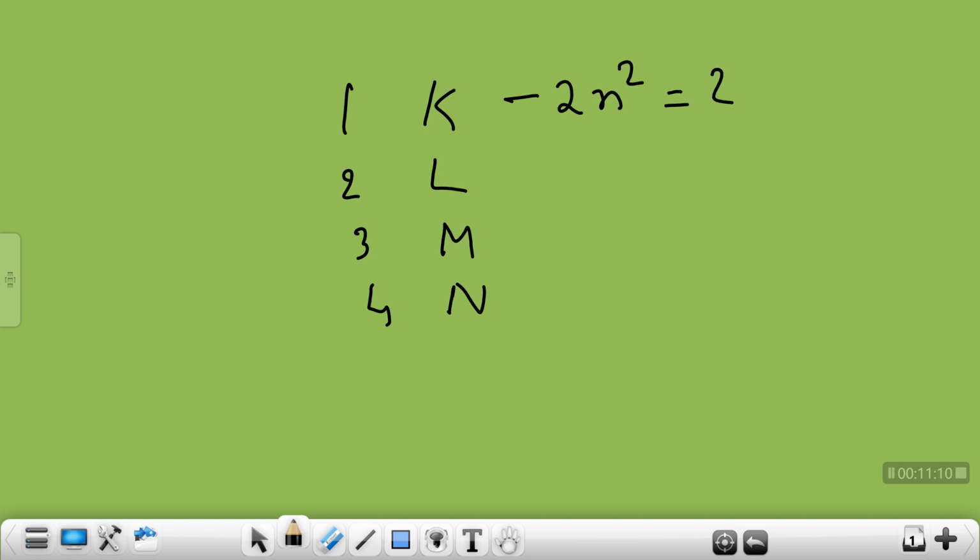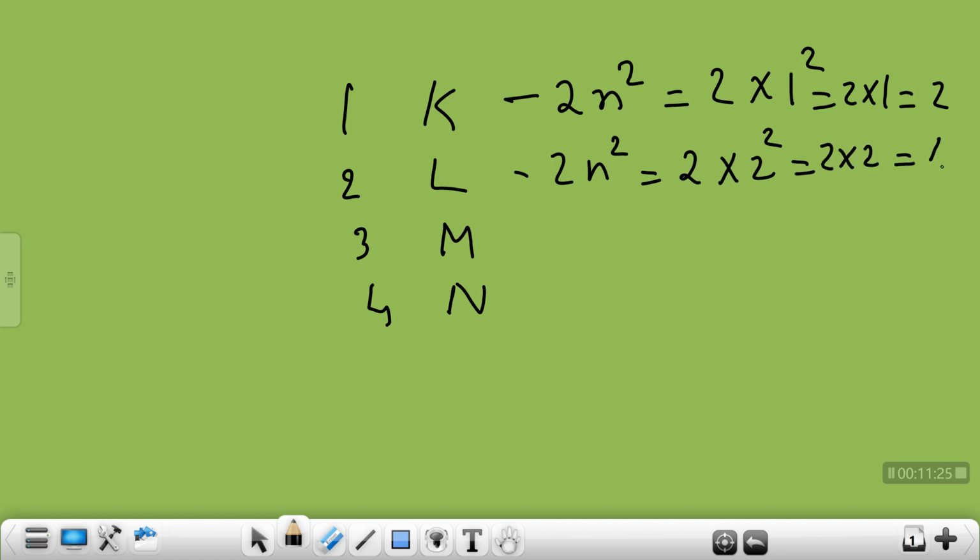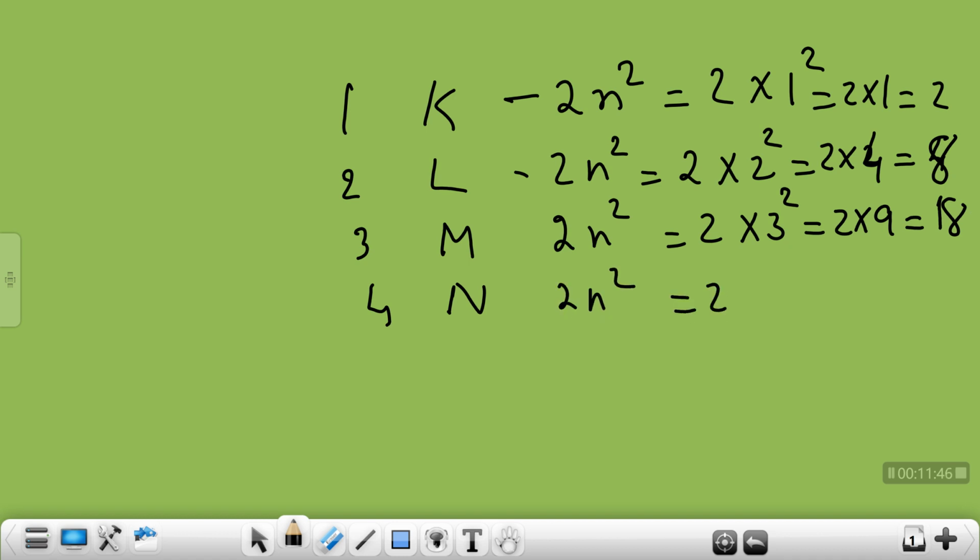So the first one, 2 into 1 square, that is 2 into 1, that is 2. Then L, the second shell, that is 2 into 2 square, that is 2 into 4, that is 8. Then M, the third shell, that is 2 into 3 square, that is 2 into 9, that is 18. Then N is the fourth shell, that is 2 into 4 square, that is 2 into 16, that is 32.